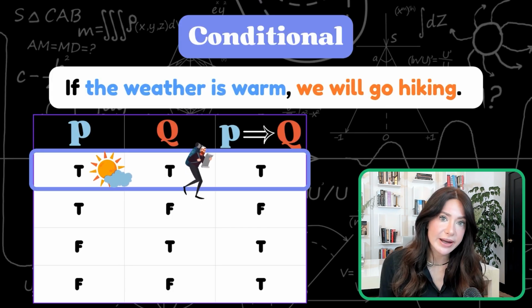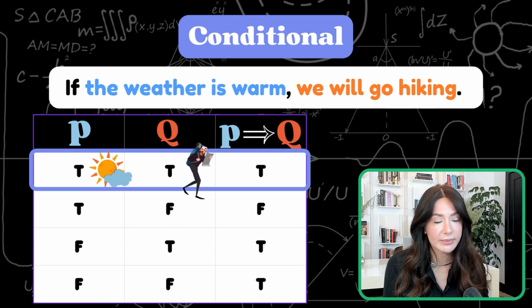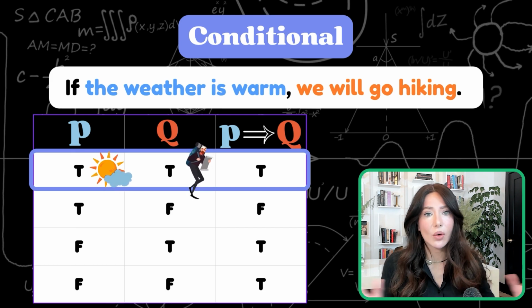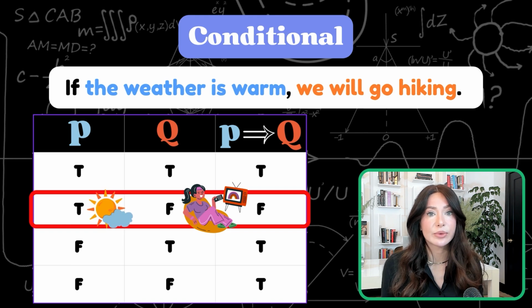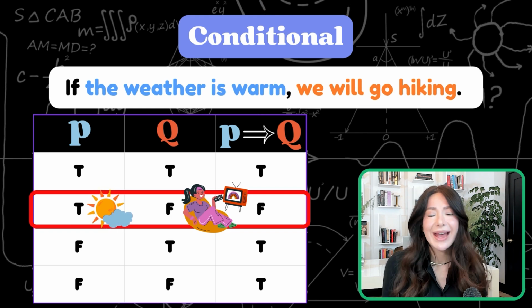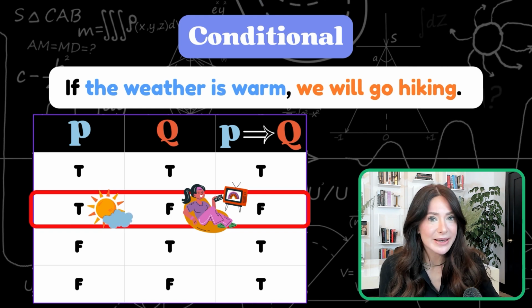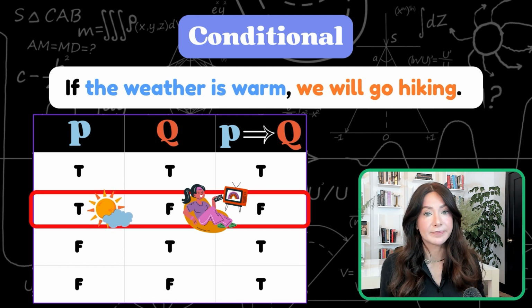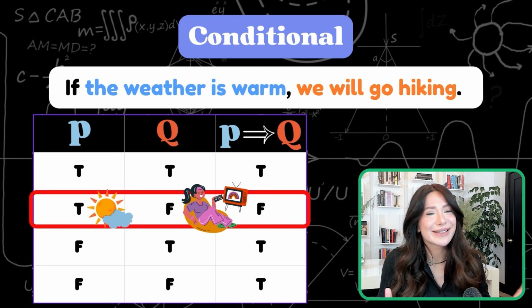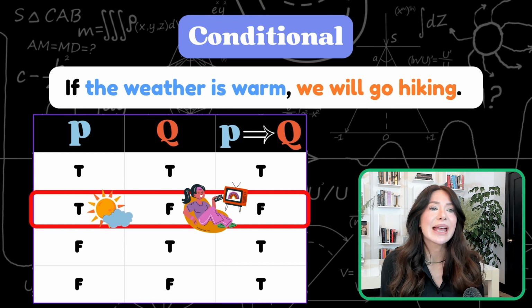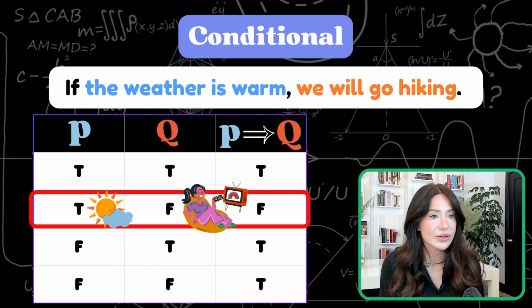The first line says that the weather was warm and you did go hiking. The whole conditional is true here. The second line says that the weather was warm, but you didn't go hiking. And that's where you broke your promise, because everything depended on the weather being nice, and it was nice and you didn't go, though you said you would. So that's where the promise gets broken and the conditional statement is false.